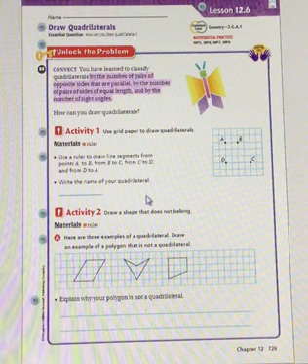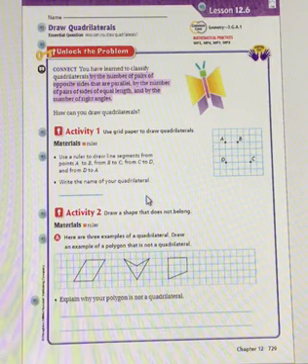Now I am going to move on, so while you're writing the name of your quadrilateral, you will want to pause your video. And then after you've written it down, you can start the video again. I'll give you some time. Please pause the video.